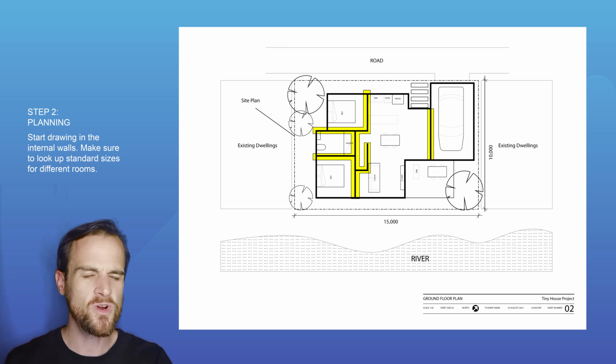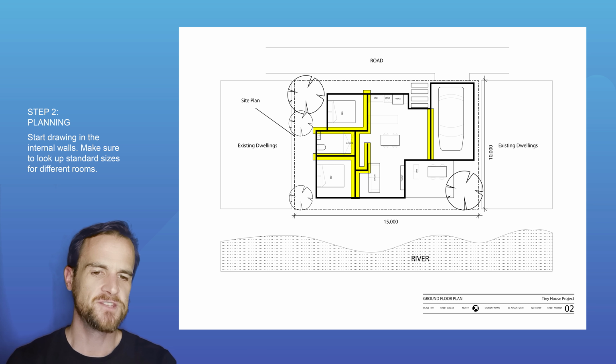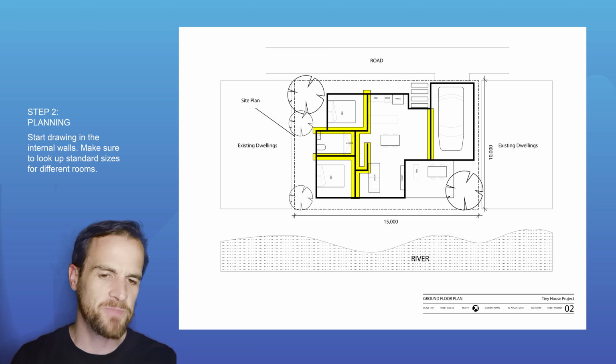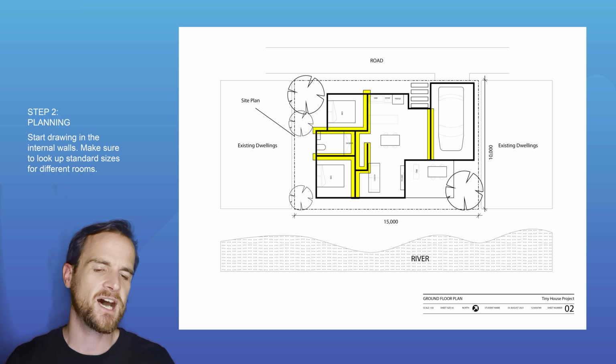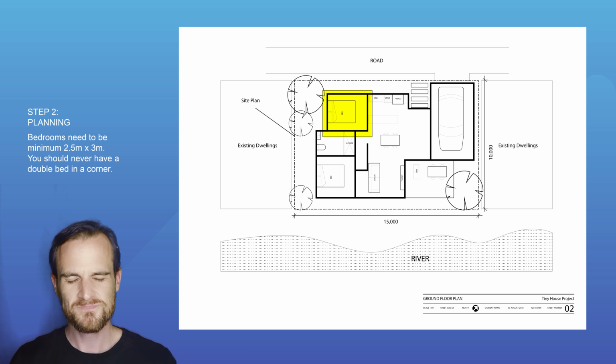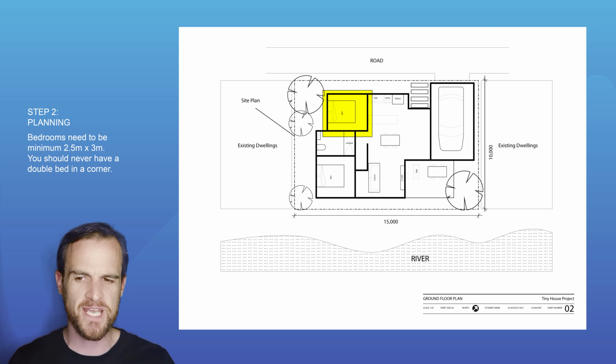So make sure when you're doing this that you look up the standard sizes, or at least the minimum sizes, for the rooms. It's very, very common for students to make a bathroom that's way too small, or a kitchen. So I'm going to guide you through some of those things now. First things first is the bedroom.